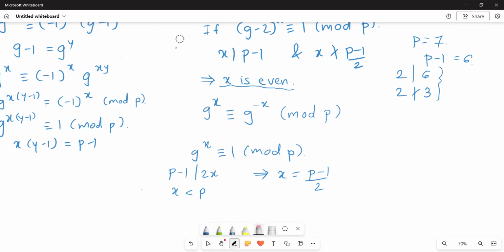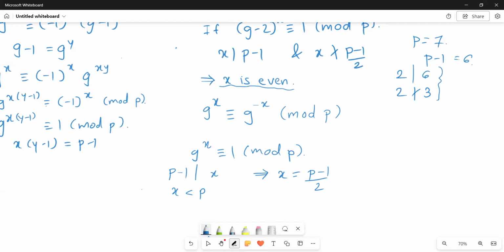G to the power x is congruent. Because when we are saying g to the power 2x is congruent to 1 mod p, we know x is the order, so x is less than p minus 1. But 2x is not the order, so 2x can become bigger than p minus 1. How did we get g to the x is congruent to 1 mod p?